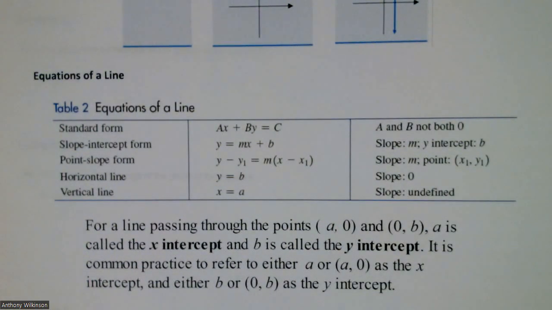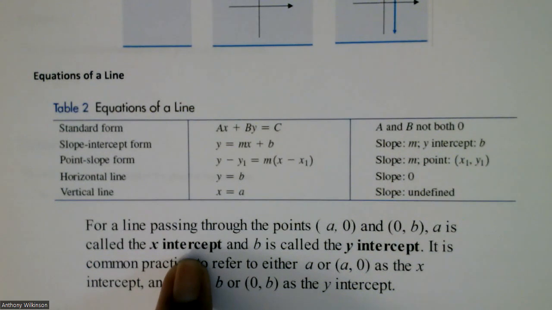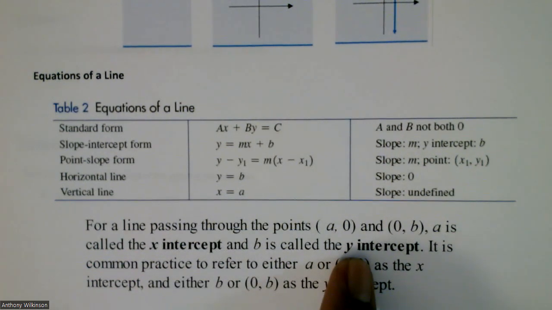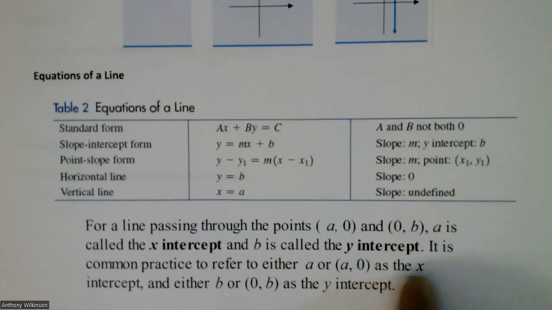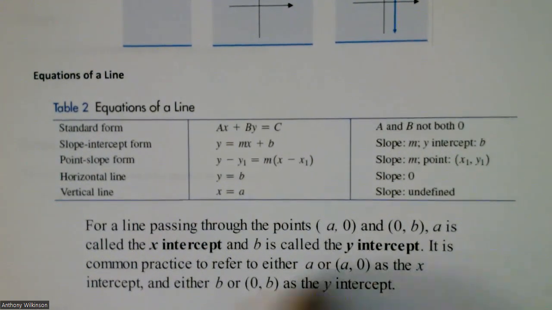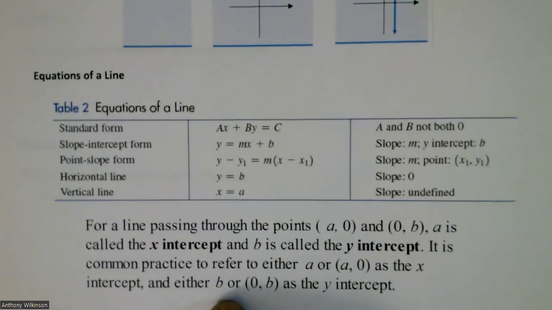Now, for a line passing through the points (a, 0) and (0, b), your a is called the x-intercept, and your b is going to be called the y-intercept. It is common practice to refer to a as (a, 0). We write intercepts as ordered pairs: (a, 0) for your x-intercept, and either b or (0, b) as the coordinate for your y-intercept.